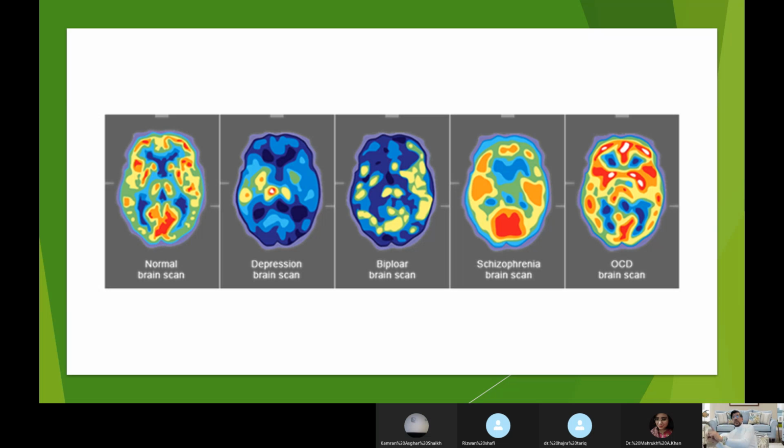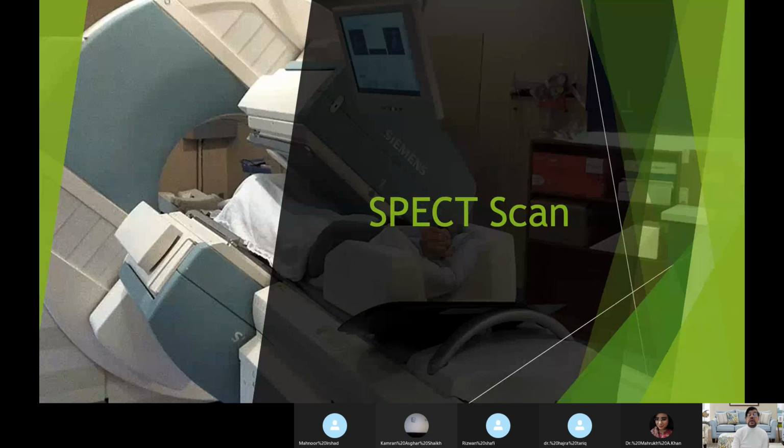Schizophrenia, OCD. And this is demarcating the pathogenesis, the problem, and hopefully we'll be able to treat and appropriately assess them.